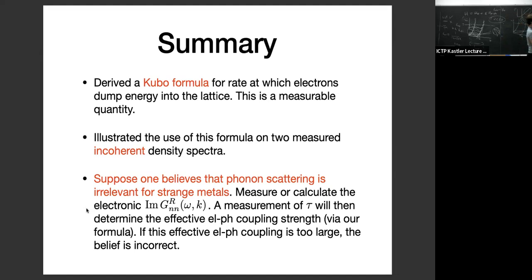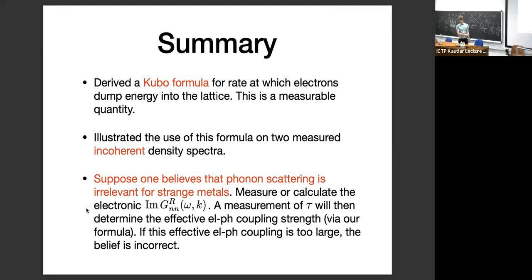A final comment. Suppose, as many people believe, that phonon scattering is irrelevant for strange metals. I'm very sympathetic to that, probably true. Then you could measure or calculate this electronic Green's function with no phonons, because phonons are irrelevant. You can then measure this tau quantity, and that will determine how strong the electron phonon coupling strength is using our formula, because our formula has tau, electron phonon, and this quantity. If that electron phonon coupling is not small, if it turns out to be large, then your starting belief is not true, and you should have considered the phonons from the beginning. So what I'd like to head towards is really trying to disentangle electrons and phonons in strongly interacting systems. Thank you.